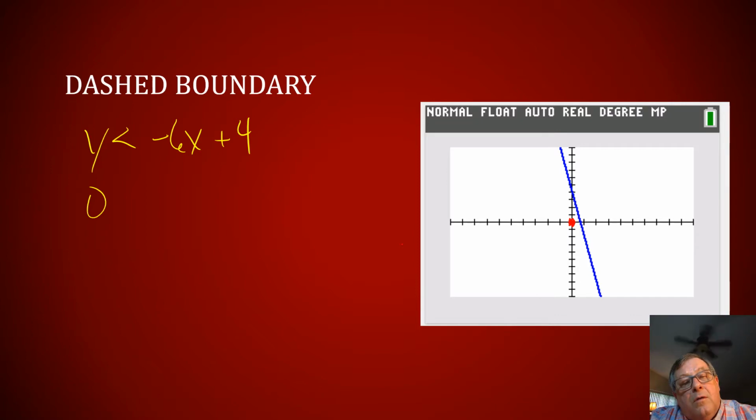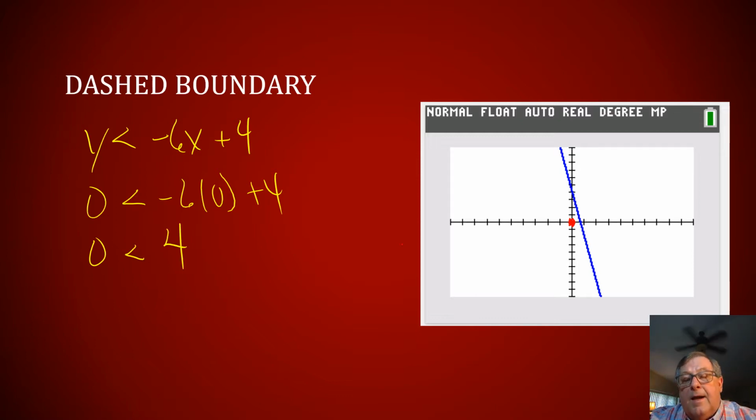Y is 0, less than negative 6 times 0 plus 4. Well, negative 6 times 0 is 0. So now we got 0 is less than 4. And I asked myself, is that true? Is 0 less than 4? Well, of course it is.